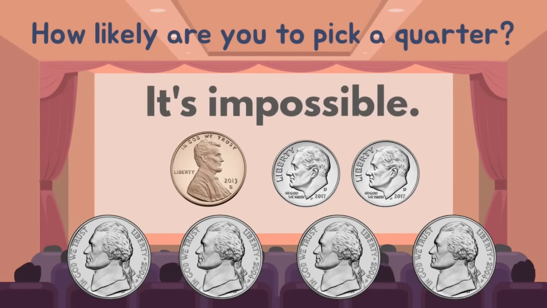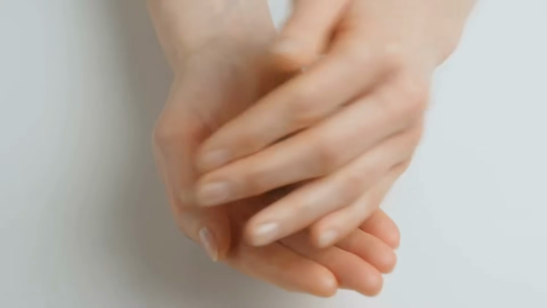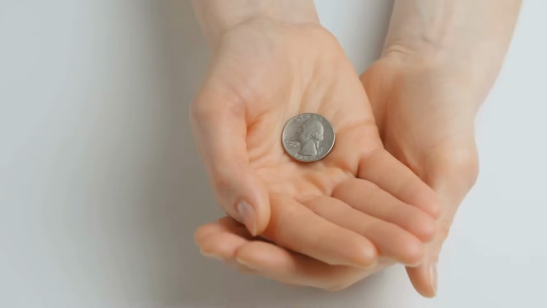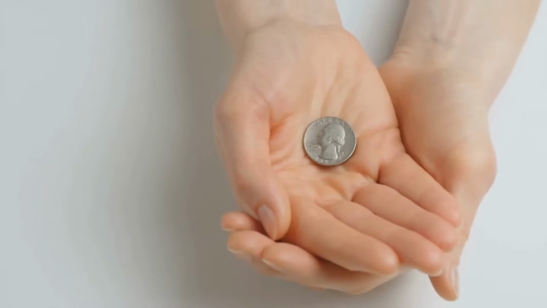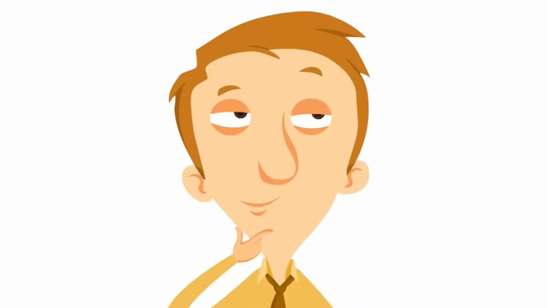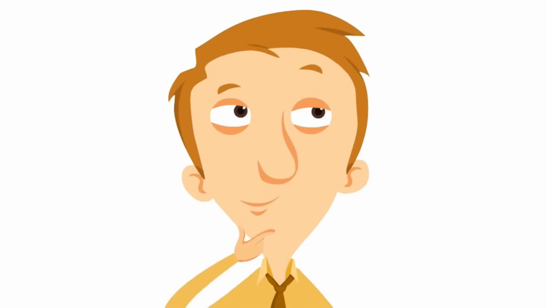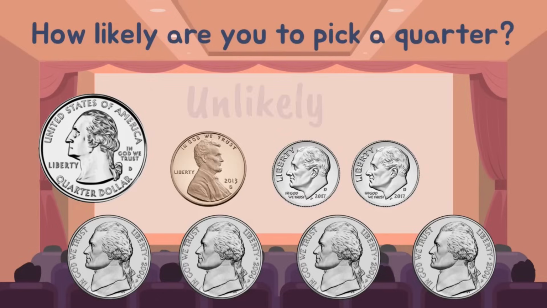It's impossible, yes. If you only have these 7 coins, it's impossible to pick a quarter because none of them are quarters. It's impossible. But remember, if you find a quarter later on, add that to your collection and play the same game, the probability would change. It wouldn't be impossible anymore, but it would be unlikely.